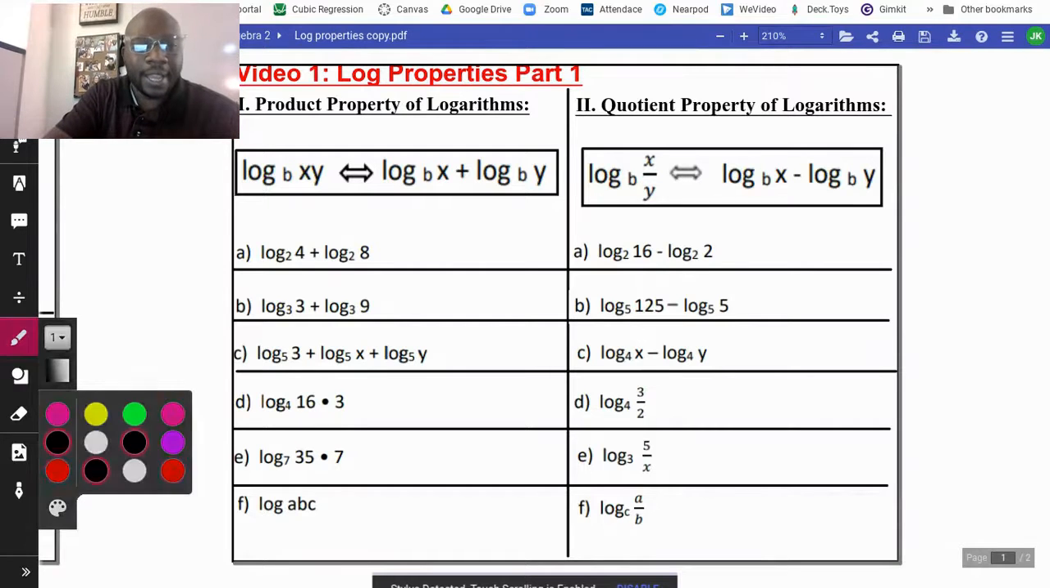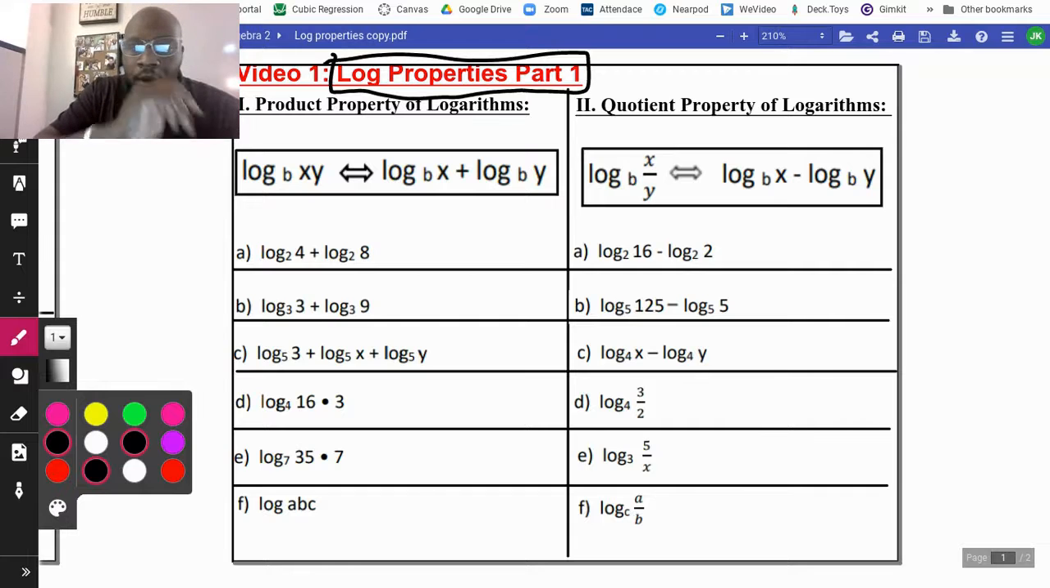So today we're working on log properties, part one. We're going to go through all of them. First is the product property of logarithms. What does that even mean? Product means multiplying, right? So when you're multiplying, really, you're adding.